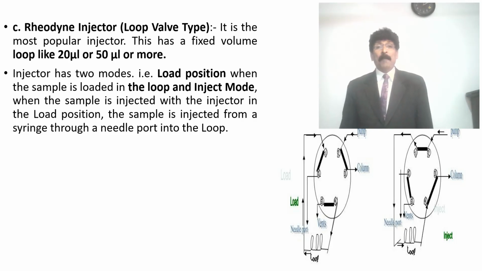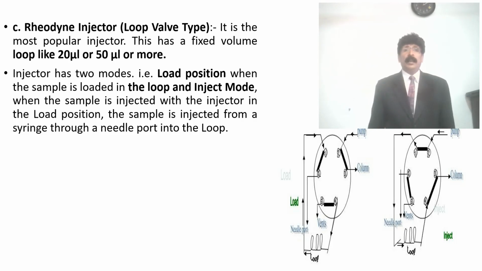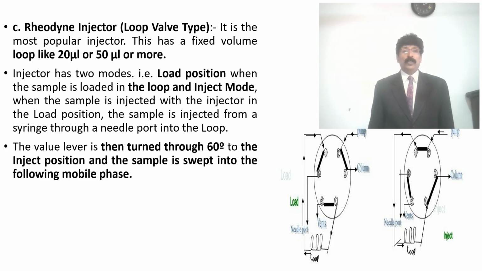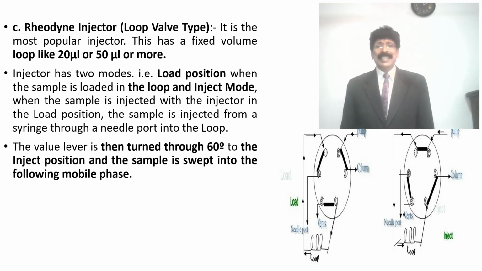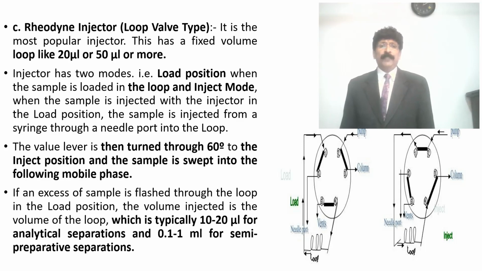When the sample is injected with the injector in the load position, the sample is injected from the syringe through the needle port to the loop, not directly to the column. The valve lever then turns around 60 degrees when you turn it. In the inject position, the sample is swept into the flowing mobile phase. If excess sample is flushed to the loop, the volume injected will be returned.